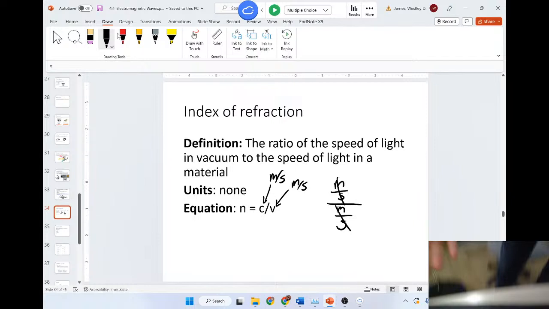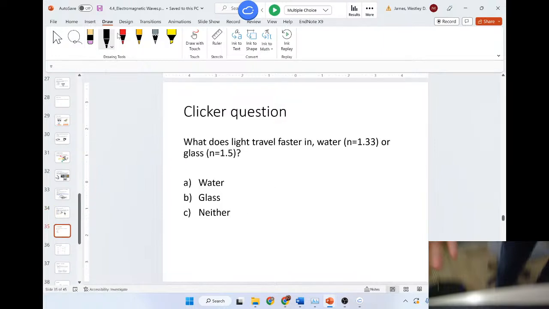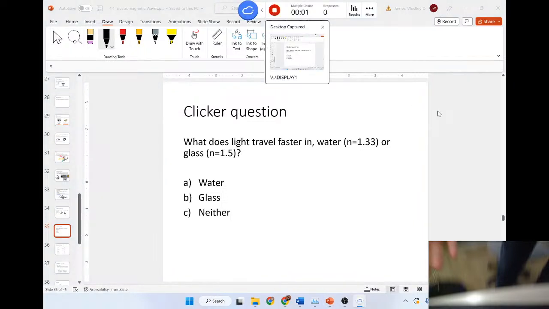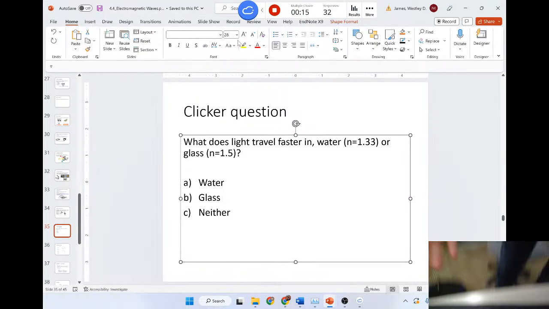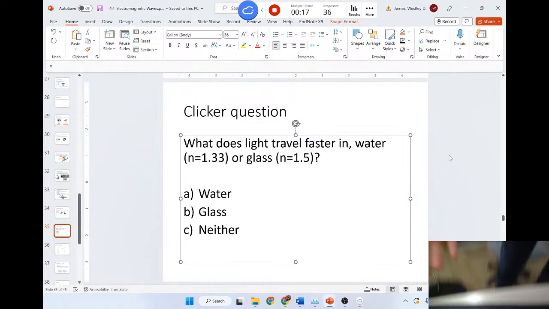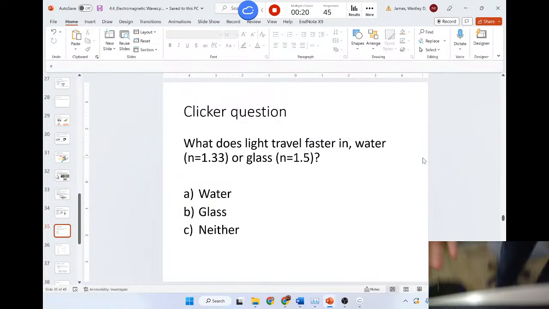c is 3 times 10 to the 8, n will be a number, v will be a number. I'll give you 2 out of those 3 things. You get c. All right, so thinking of that equation, I want you all to think about, I have water with n equals 1.33, and I have glass where n equals 1.5. What is light traveling faster in? Which one has the higher v? Is it water or glass?